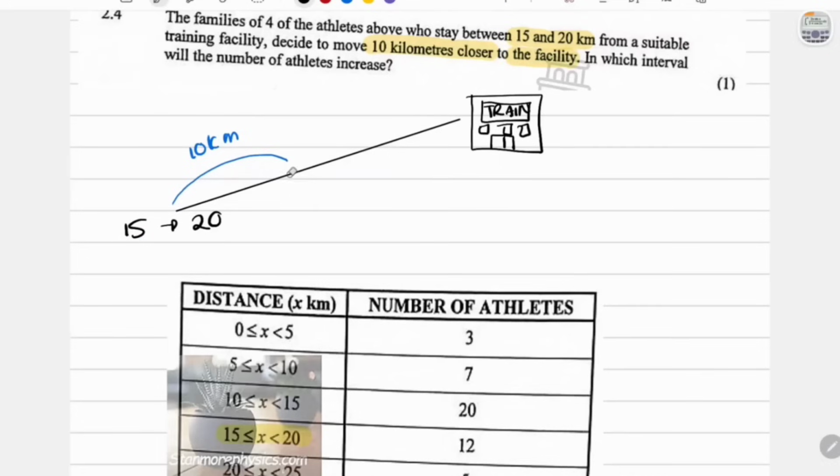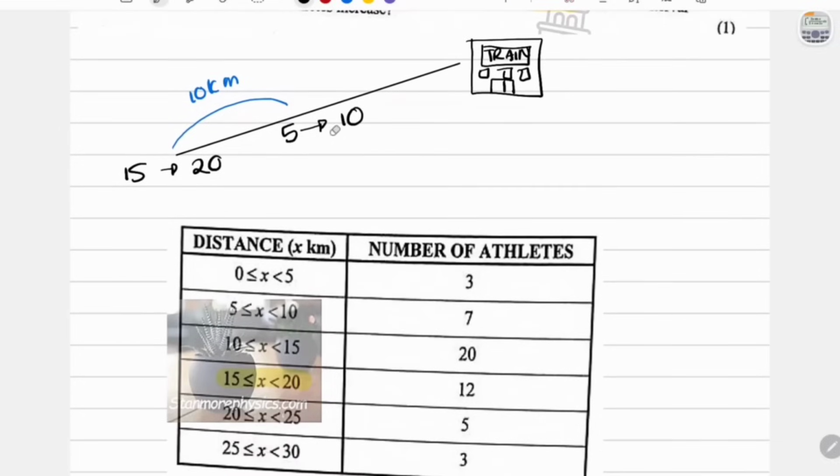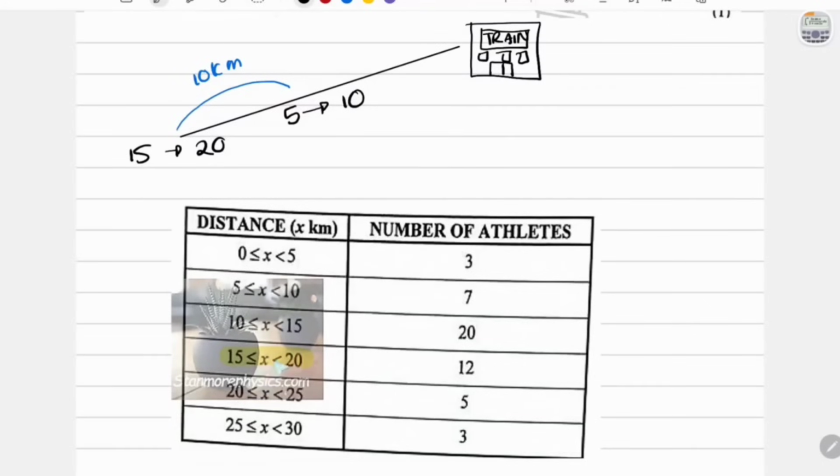So you can think about it like this. If you're closer, the distance between where they now live and the training facility is going to be shorter, okay? So they used to be 15 kilometers away. Now, if they're 10 kilometers closer, it means they will be 5 kilometers away. And if they used to be 20 kilometers away and they move 10 kilometers closer, they would now be 10. So you can see where they end up. They end up where x is greater than 5 but less than 10. So they will move from here to this class, because that would be the class between 5 to 10 kilometers.